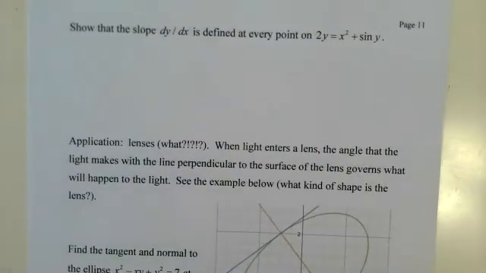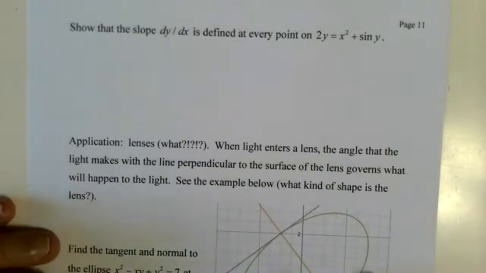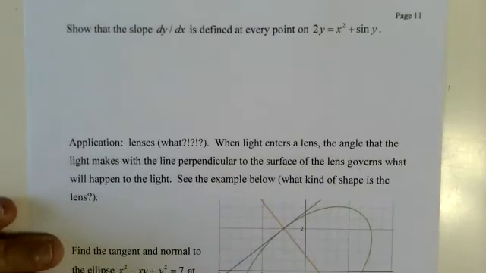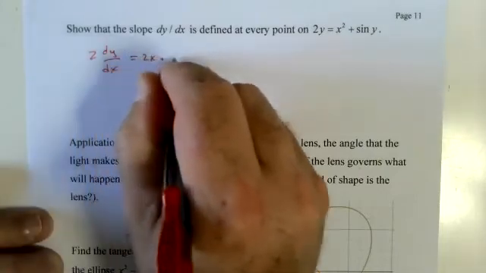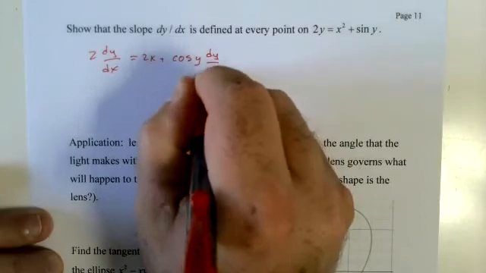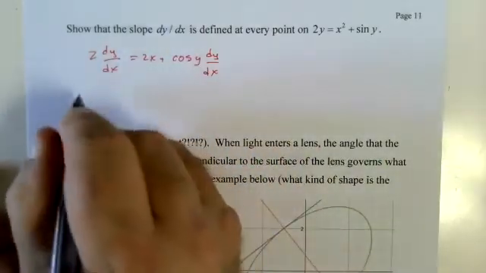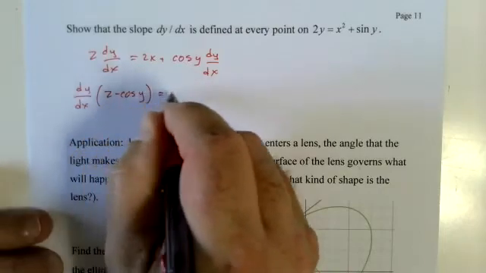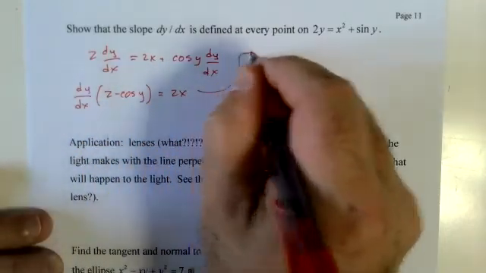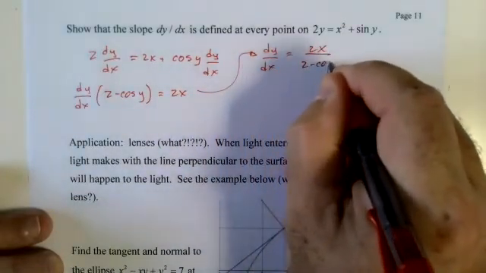Show that the slope is defined at every point. That means that there's no 0 to be made. There's no denominator that turns into 0. All right. So 2 dy/dx equals 2x plus cosine of y dy/dx. Cool. Send that over. It doesn't matter which way I subtract. dy/dx times 2 minus cosine of y equals 2x, so dy/dx equals 2x over 2 minus cosine of y.